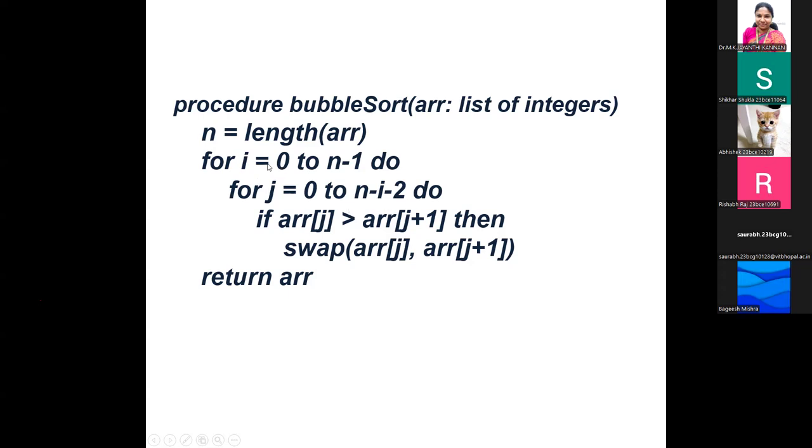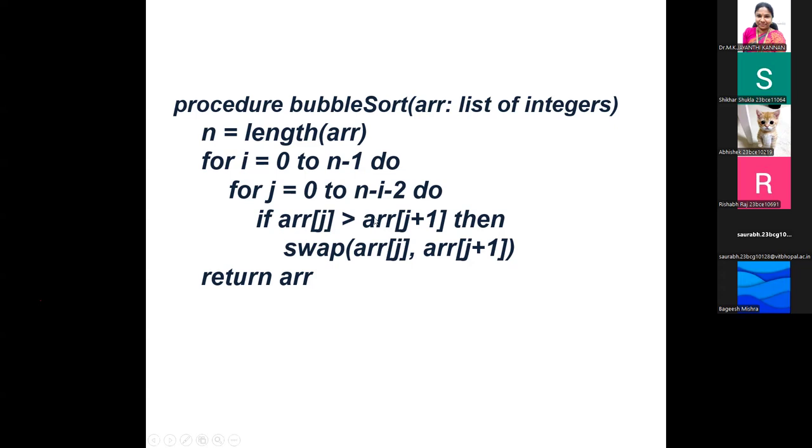So it means when i equal to 0, j goes from 0 to n minus i minus 2. The first a of j is compared with a of j plus 1. Say j equal to 0 and j plus 1 is equal to 1. If array of 0 is greater than array of 1, then swap. So if array of 0 is greater and array of 1 is smaller, the smallest one comes first and the greatest one goes second. So a of 0 greater than a of 1: index position 1 is smallest, so that is swapped with index position 0.